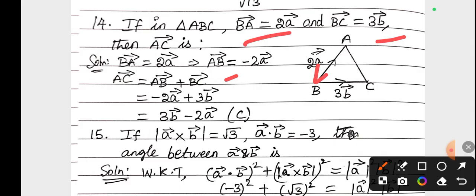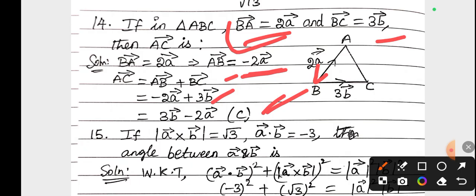But AB is not given. They have given only BA. So change the sign. So AB will be minus 2a. That's it. So AB plus BC, you will get minus 2a plus 3b. In the option, they have given first 3b, then minus 2a. You know, a plus b equals b plus a. So 3b vector minus 2a vector is the answer.